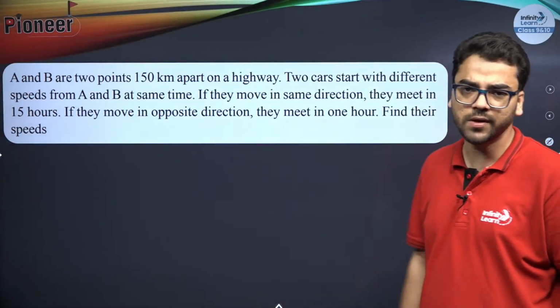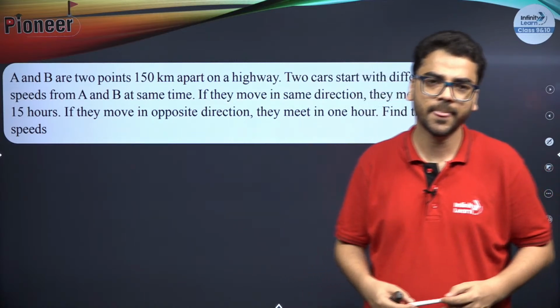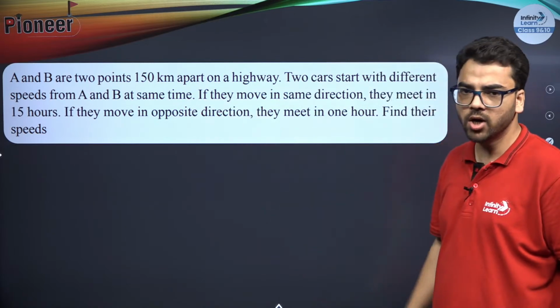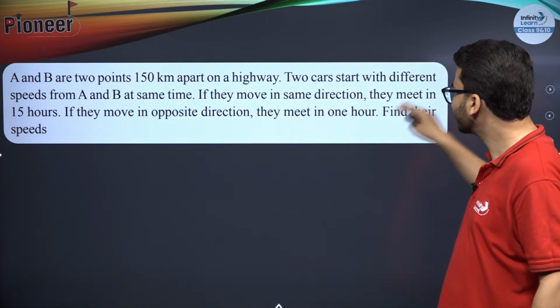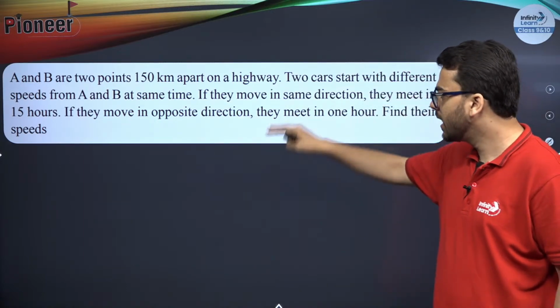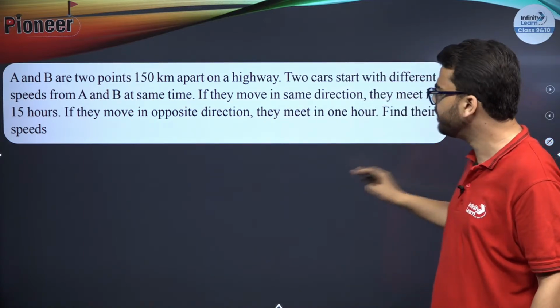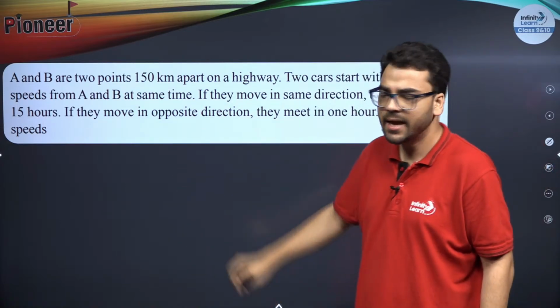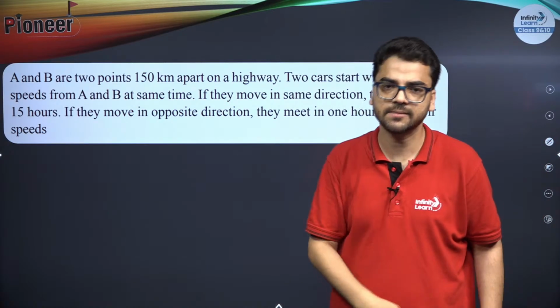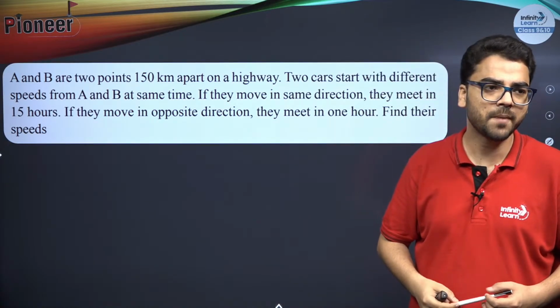Can you try doing this word problem over here? A and B are 2 points 150 km apart on a highway. Two cars start with different speeds from A and B at the same time. If they move in the same direction, they meet in 15 hours. If they move in opposite direction, they meet in 1 hour. Find their speeds.